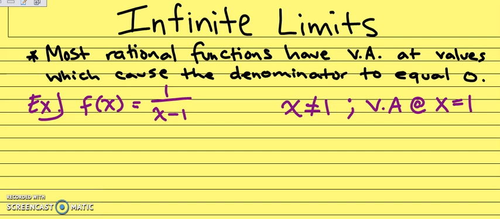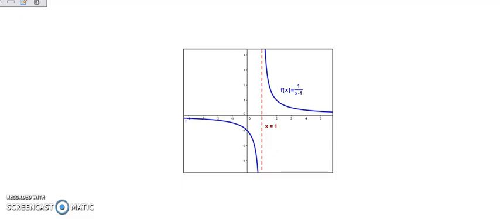So let's consider the graph for 1 over x minus 1. And I do want you to draw this graph in your notes. If you notice, the limit of 1 over x minus 1 as x approaches 1 from the positive side continues to increase, and it goes to positive infinity at that vertical asymptote. So the limit of 1 over x minus 1 as x approaches 1 from the positive side is positive infinity.